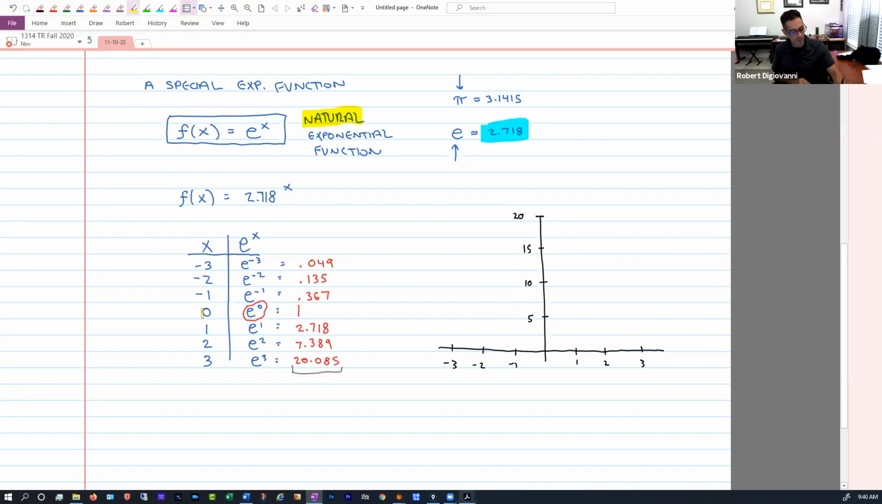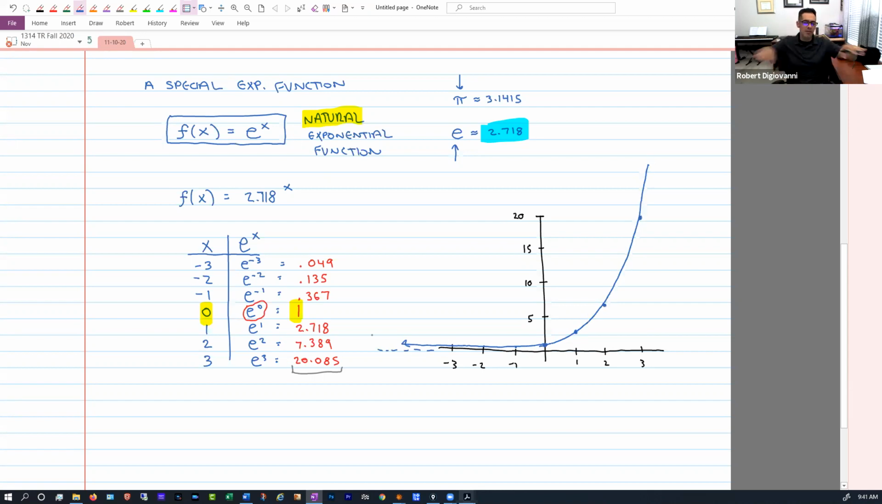I think I'll start out with the point 0, 1. If I plot that point, I don't go anywhere left or right, I just go up 1. When I plug in 1, I get 2.718, which is somewhere around here. When I plug in 2, I get 7 point something, which puts me about here. When I plug in 3, I'm way up at 20. Then I'm just going to connect those together. The other points just get smaller and smaller. So this is where we have our horizontal asymptote. It kind of flattens out over here.